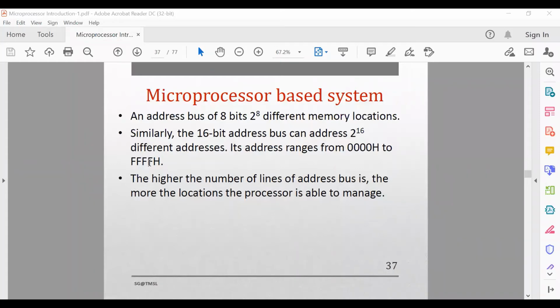Clear? And how many locations are there in between? 64 kilobytes means 65,536 locations are available. Clear? So one thing is this: the greater the number of lines in the address bus, the greater the number of locations the processor is able to manage. If you want to increase your address bus size, the number of locations will increase accordingly.